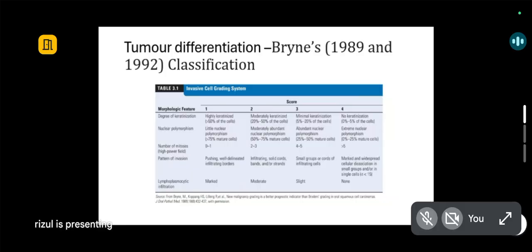Then in 1992 there came another classification, that is Bryne's classification, in which they classified the invading cell grading system into basically 5 parts, that is the degree of keratinization, nuclear polymorphism, number of mitoses, pattern of invasion, and the lymphoplasmacytic infiltration. And they have given the score based on these parts, like 1, 2, 3, 4, based on that part.